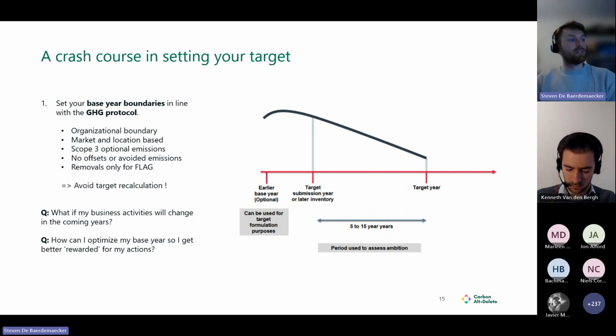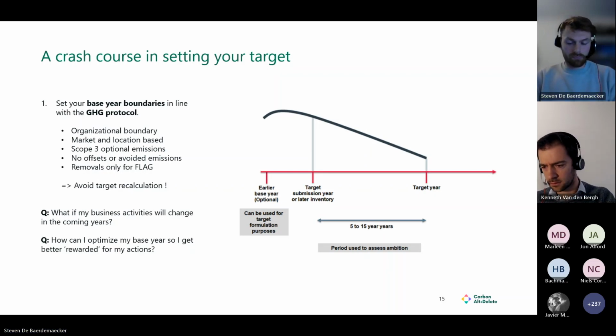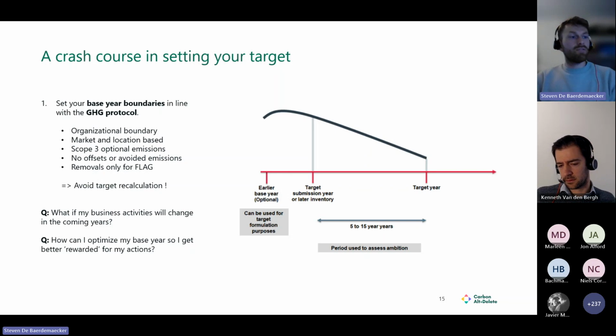Why is all of this so important? To set the right base year is really to avoid target recalculation. The SBTi sets, and I think it makes much sense, to engage you to renew your targets every 5 years. But if, for example, your business activities change dramatically within these 5 years due to mergers or acquisitions or whatever, big business change, structural change, or errors you have made in your initial base year calculations, you need to recalculate your target.